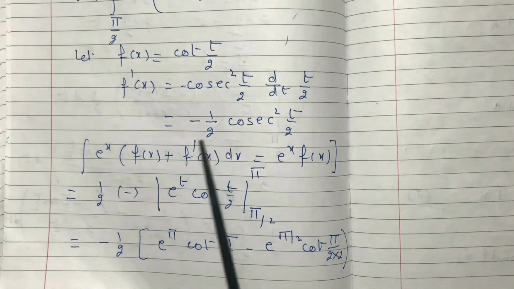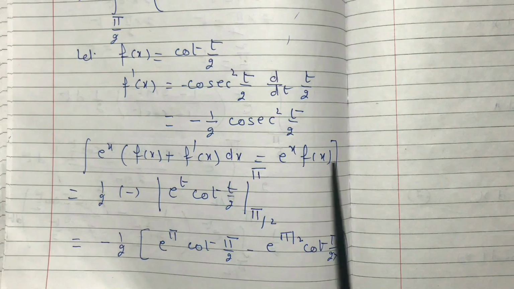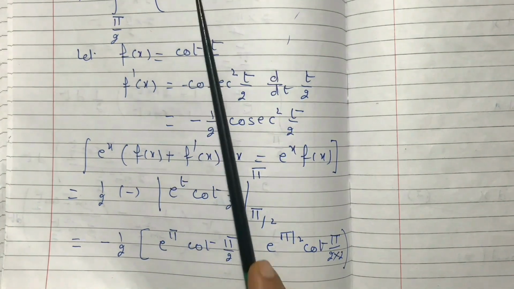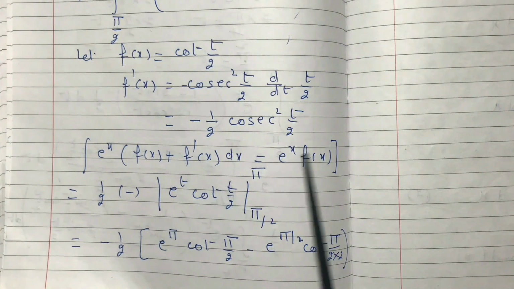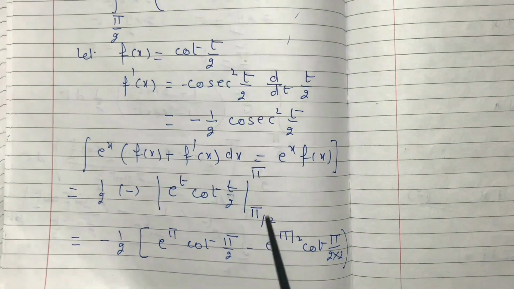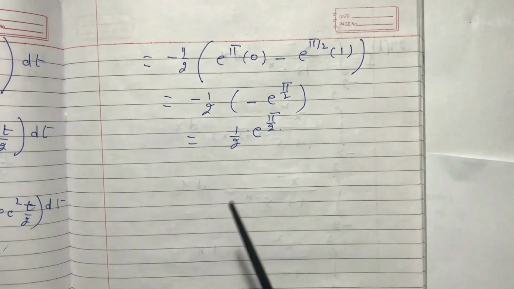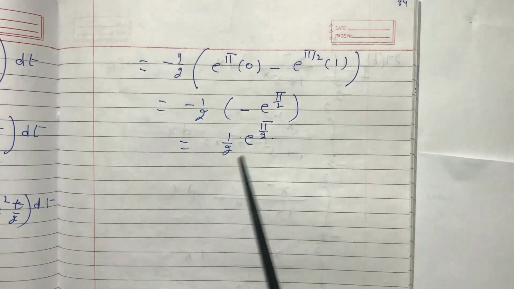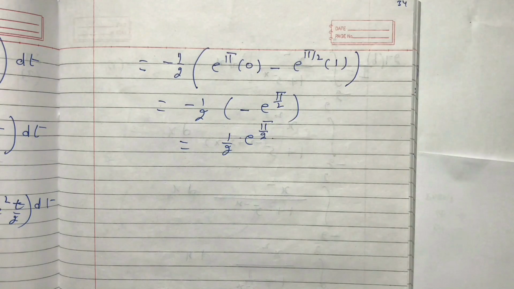Now this is the formula I have written: integral of e to the power x, f(x) plus f dash x dx is equal to e to the power x f(x). So if I take this as f(x), then f dash x is this. So according to this formula, this becomes 1 by 2 minus e to the power t cot t by 2 from pi by 2 to pi. Substitute the values and you will get the result 1 by 2 e to the power pi by 2. So you can do it and see if that is the answer.